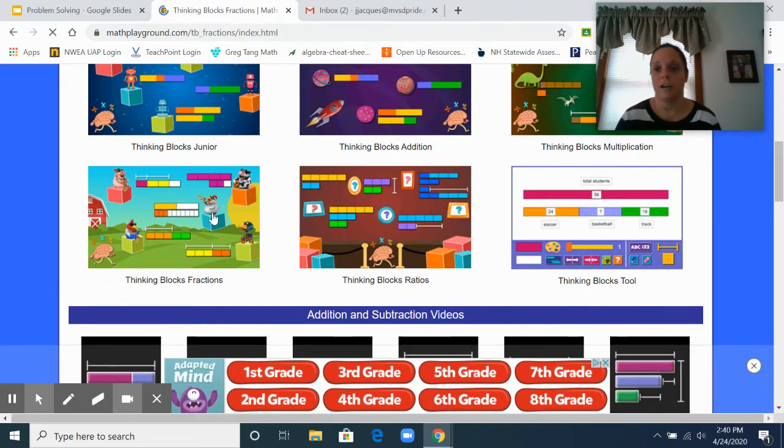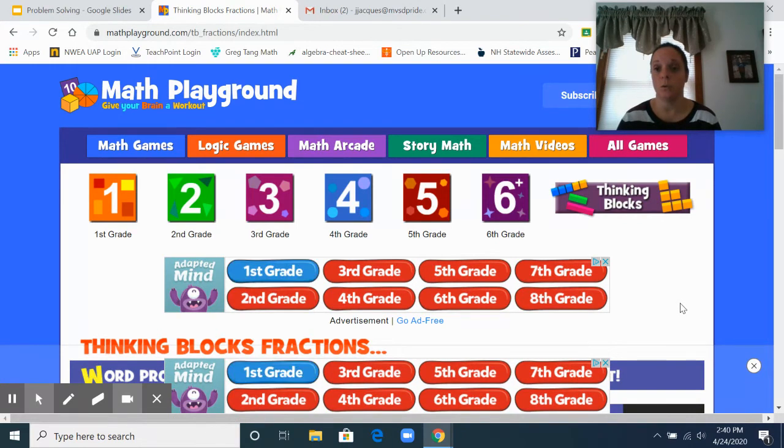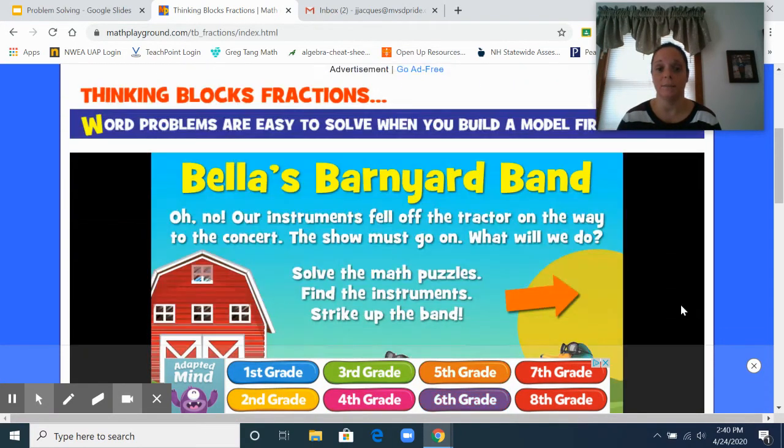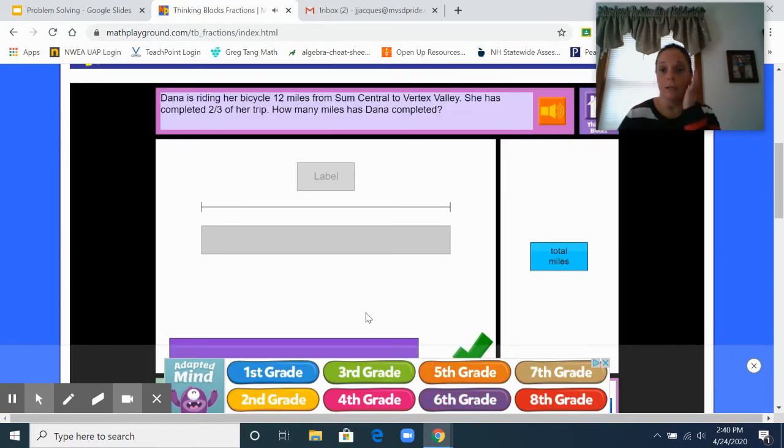I want to show you the fraction one because I think this is a really great tool for developing fractional thinking. So I'm going into the find a part. Dana's riding her bicycle for 12 miles from Some Central to Vertex Valley. She has completed 2/3 of her trip. How many miles did Dana complete?